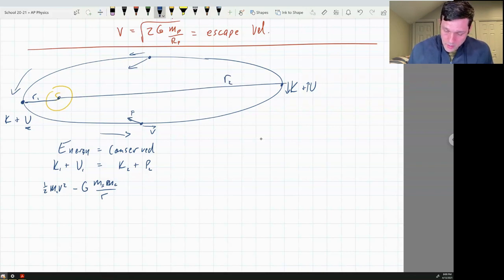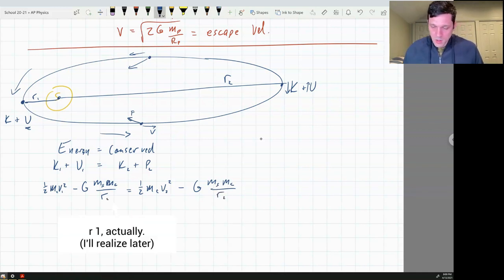And so on the right-hand side, we've got kinetic energy again, 1/2 the mass of the comet times v, call it v2 squared at its further location, minus G times the mass of the sun times the mass of the comet over R2. So essentially we've got an overall expression that we're very familiar with and a trade-off between kinetic and potential.